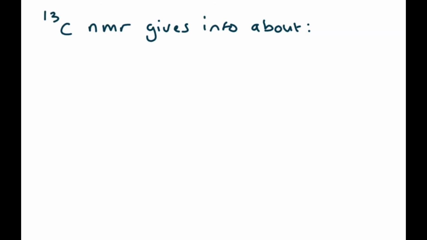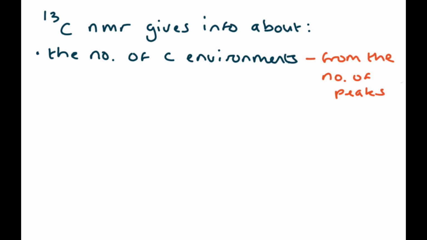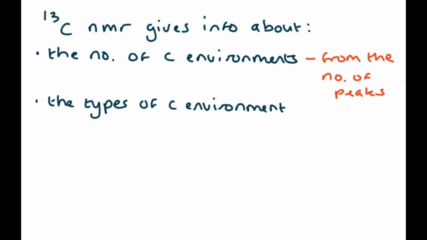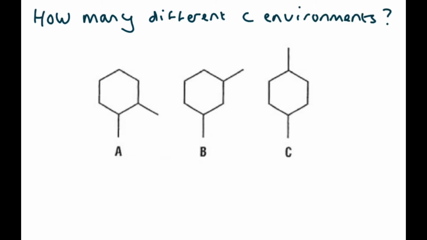So what information does carbon NMR tell you? It tells you the number of carbon environments, which basically means the number of peaks. It tells you the type of carbon environment, which you can determine from the chemical shift. You look at the data sheet and get the chemical shift off the data sheet. Let's just spend a moment before we move on to proton NMR thinking about carbon environments.